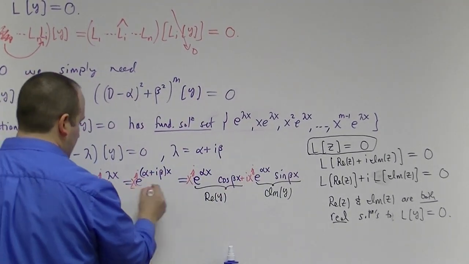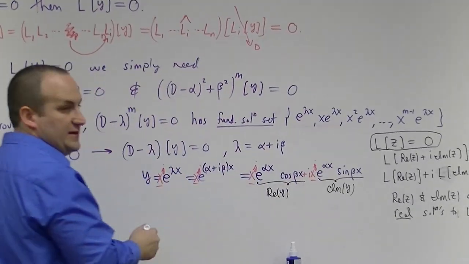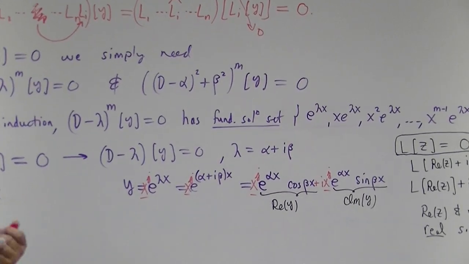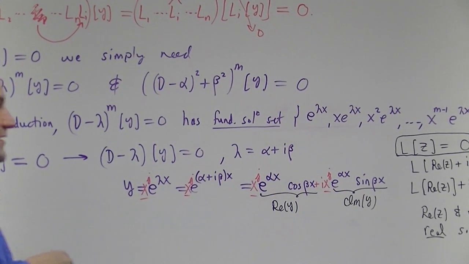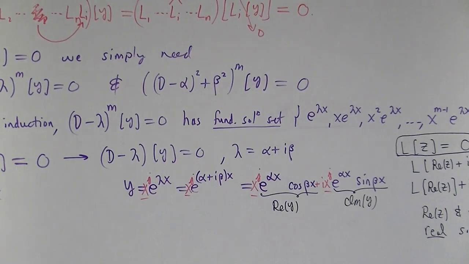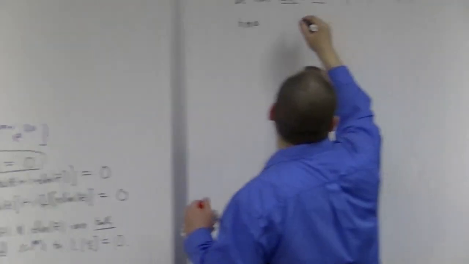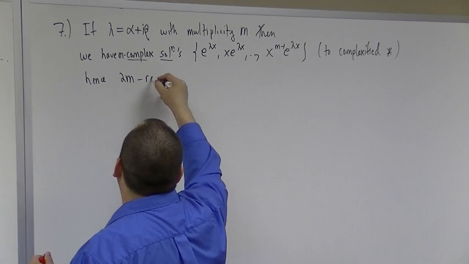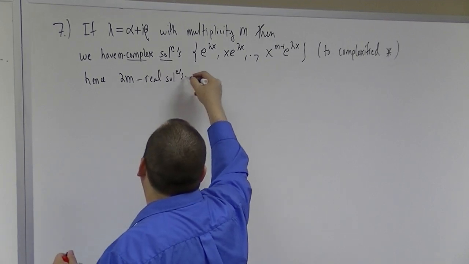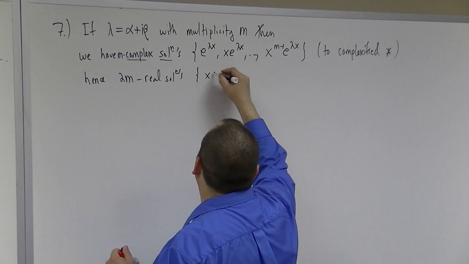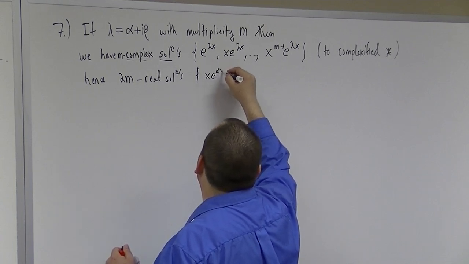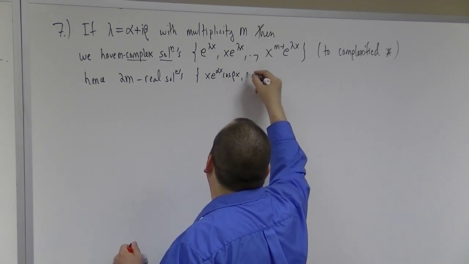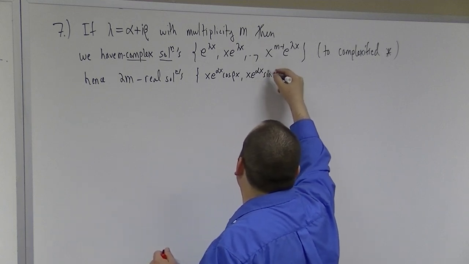I mean, this calculation, you can easily multiply by x to the j and see that it just multiplies x to the j on the different terms. So in summary, hence, this is m complex solutions, hence 2m real solutions. So we get x, e to the alpha x cosine beta x, e to the alpha x sine beta x.